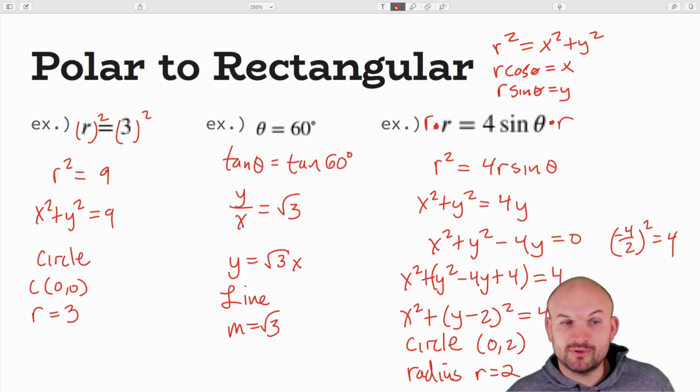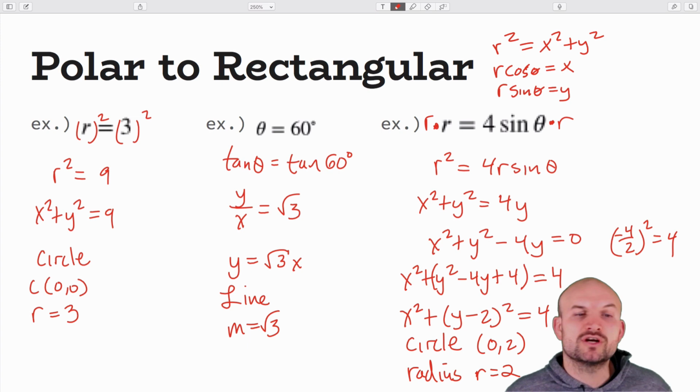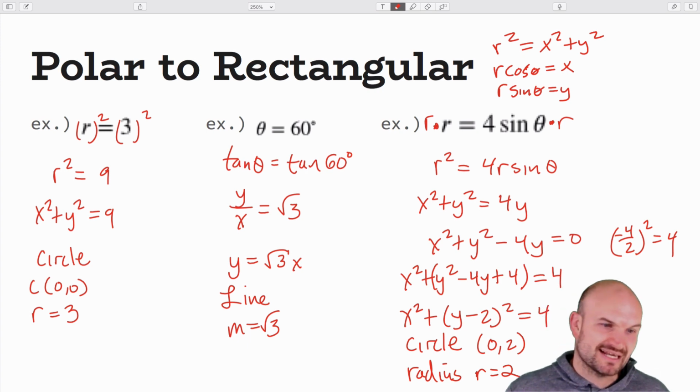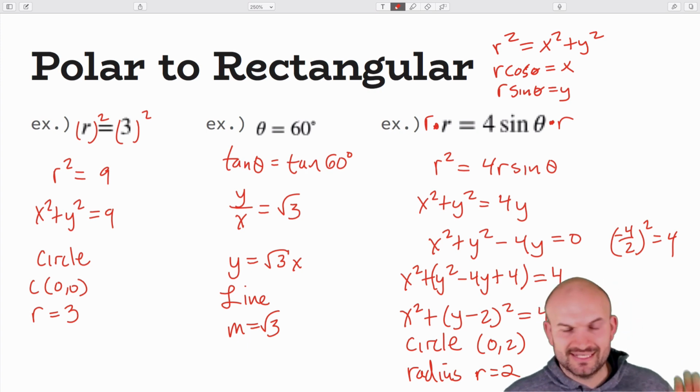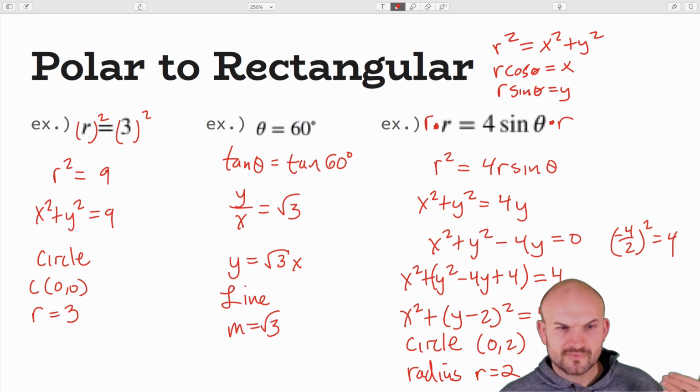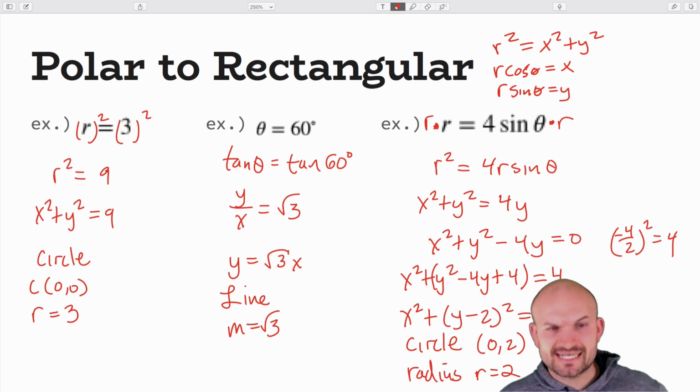So I go ahead and square both sides. And then that gives me r squared equals 9. And then I convert r squared to x squared plus y squared equals 9. And then I can describe the graph to be a circle with a center at 0, 0 and a radius of 3. And this is, again, going back to our representation that we talked about last class period.